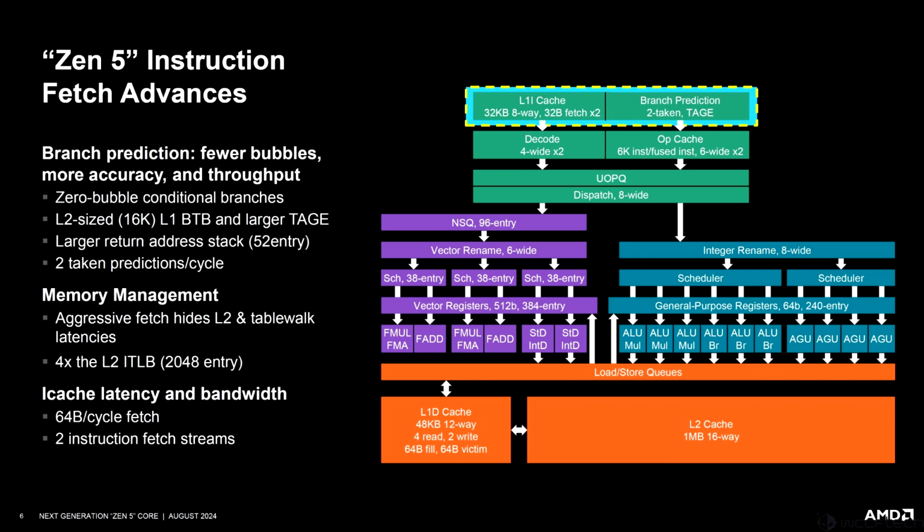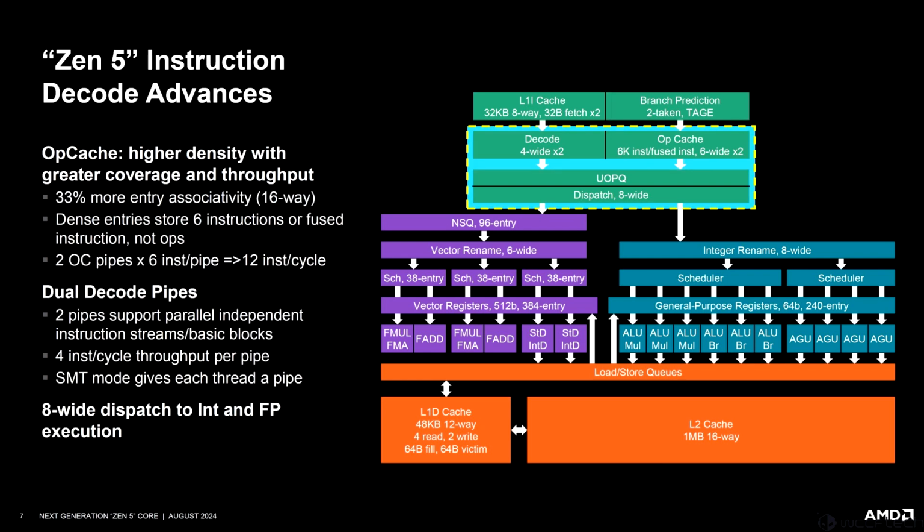In terms of decode advances, AMD Zen 5 core architecture offers op cache, higher density with greater coverage and throughput, 33% more entry associativity, 16-way. Dense entries store 6 instructions or fused instructions. 2 pipes x6 inst per pipe and 12 inst per cycle. Dual decode pipes. 2 pipes support parallel independent instruction streams, basic blocks. 4 inst per cycle throughput per pipe. SMT mode gives each thread a pipe. 8-wide dispatch to integer and FP execution.